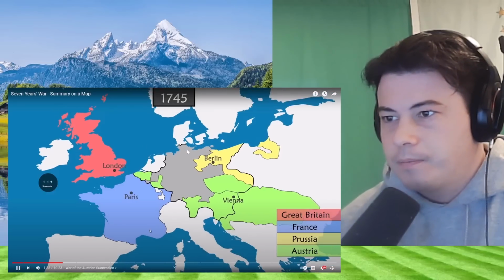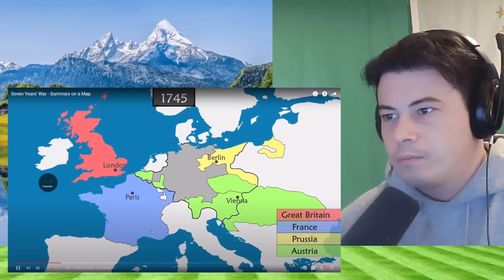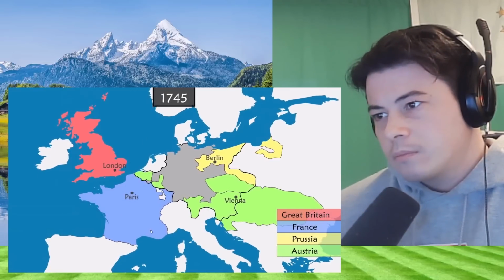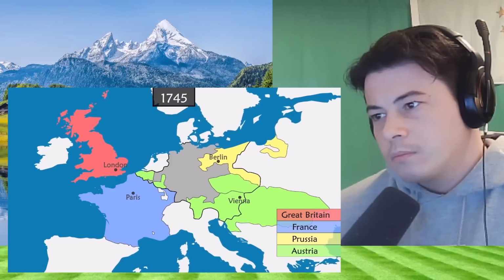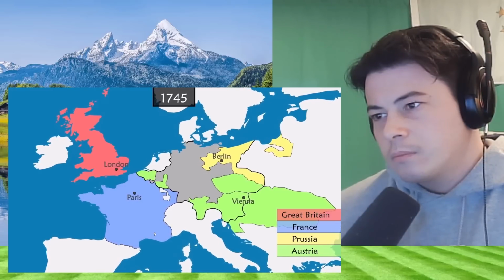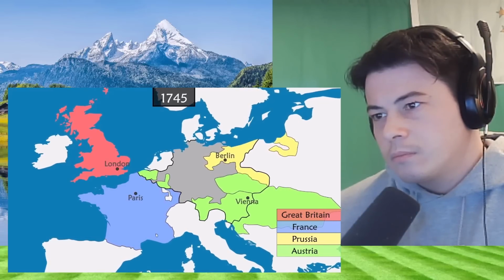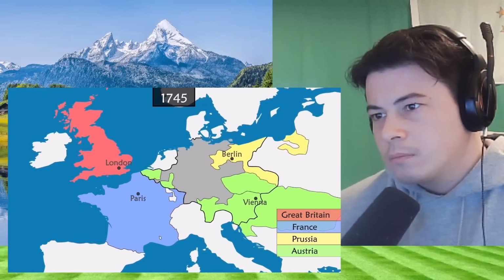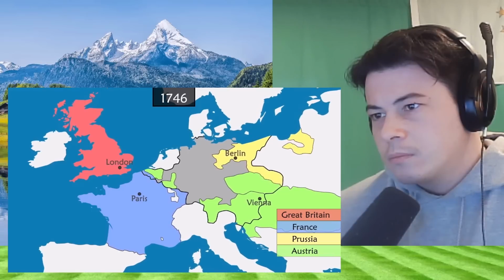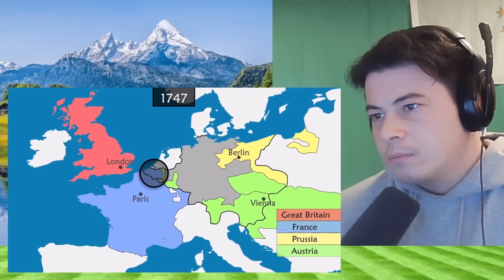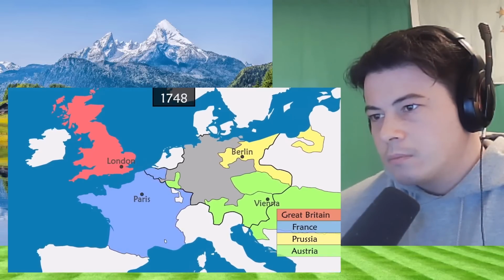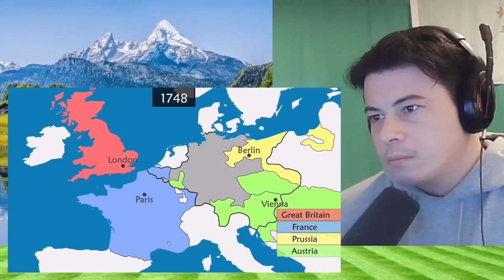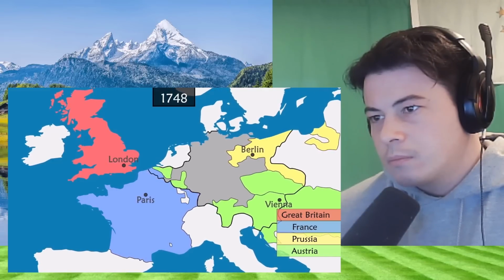Her husband, Francis of Lorraine, obtains the title of Emperor of the Holy Roman Empire. France finds itself alone against the coalition and still manages to seize the Austrian Netherlands. A peace treaty was signed in 1748, and against all odds, the King of France, Louis XV, returns the territories to Austria.